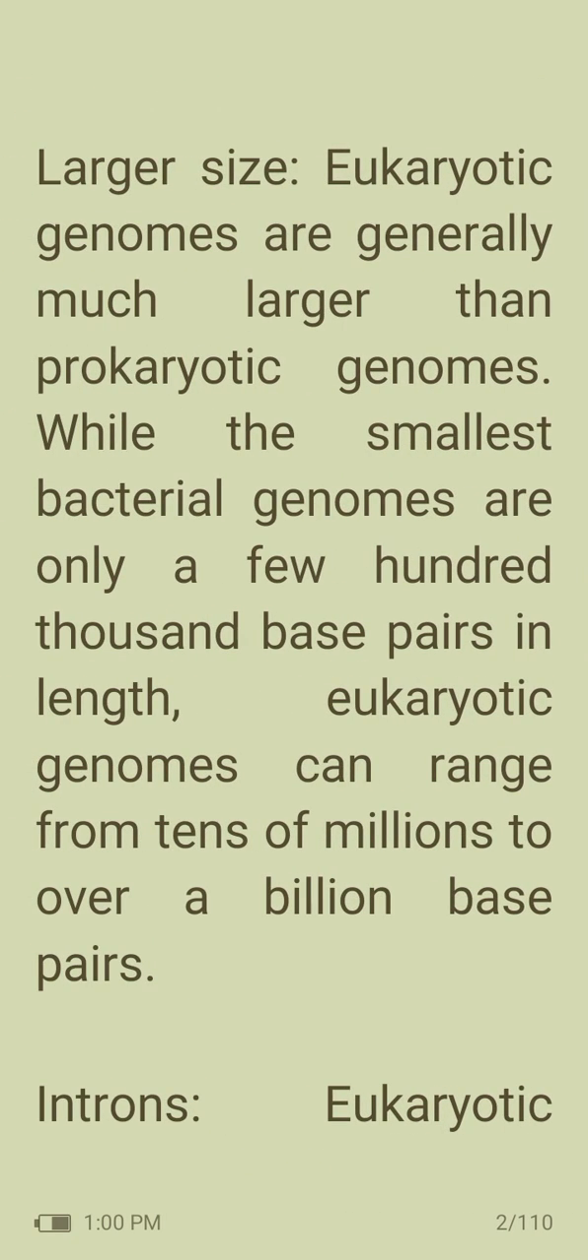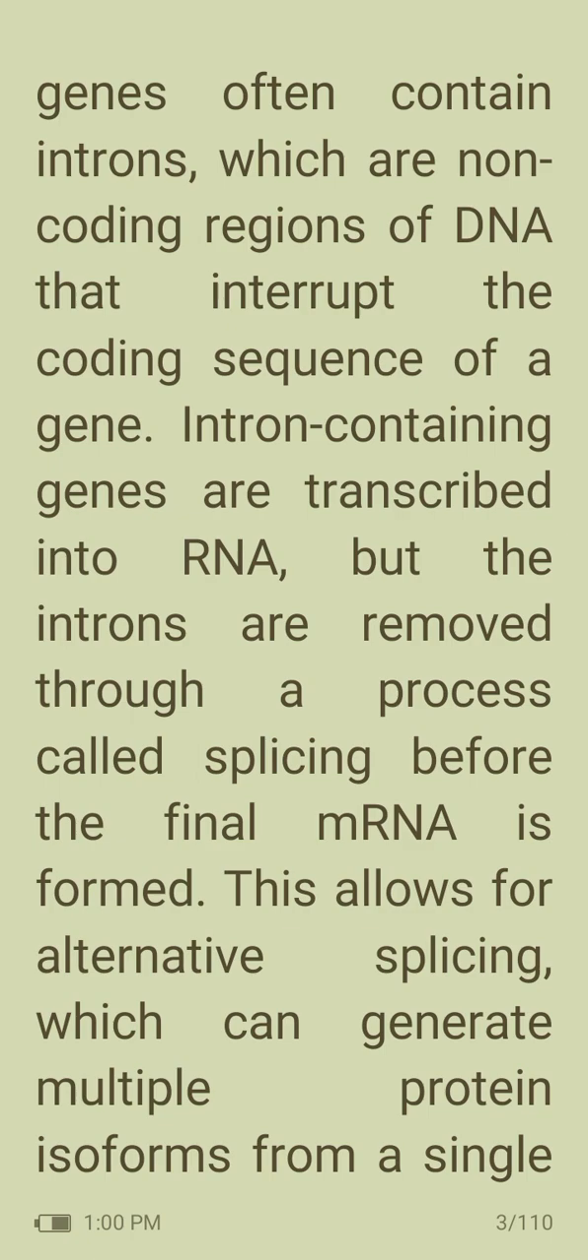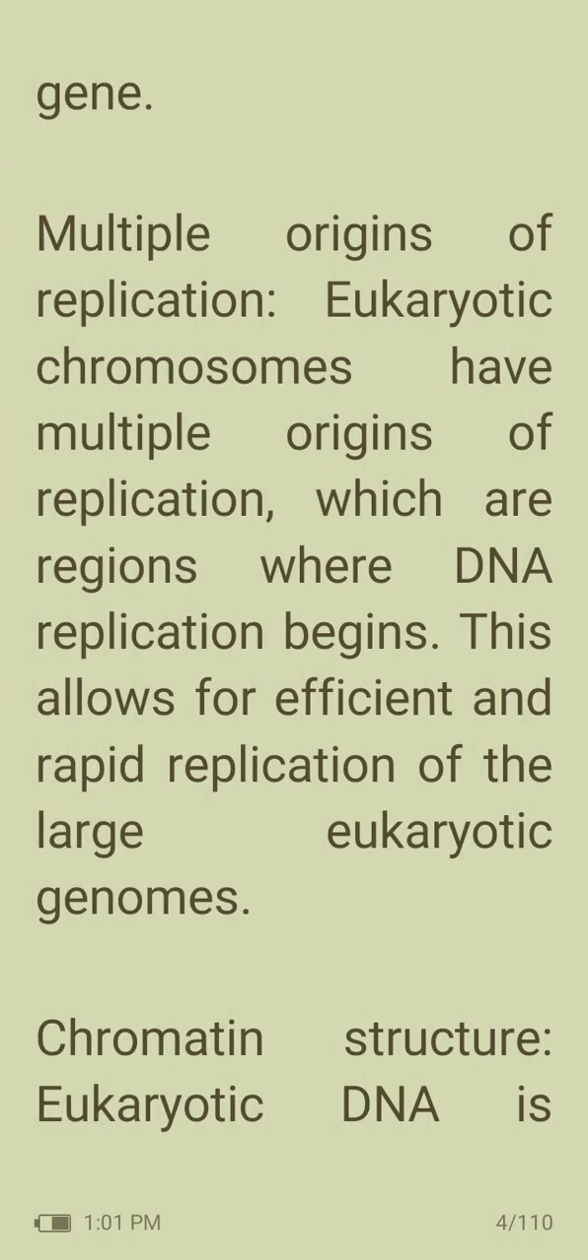So, eukaryotic genes contain introns, which are non-coding regions of DNA that interrupt the coding sequence of a gene. Intron-containing genes are transcribed into RNA, but the introns are removed through the process called splicing before the final mRNA is formed. This allows for alternative splicing, which can generate multiple protein isoforms from a single gene.